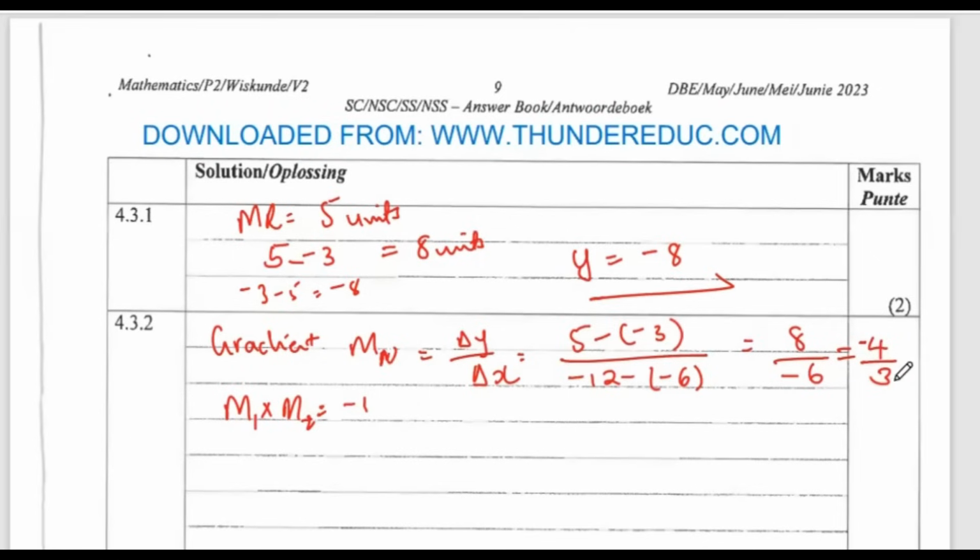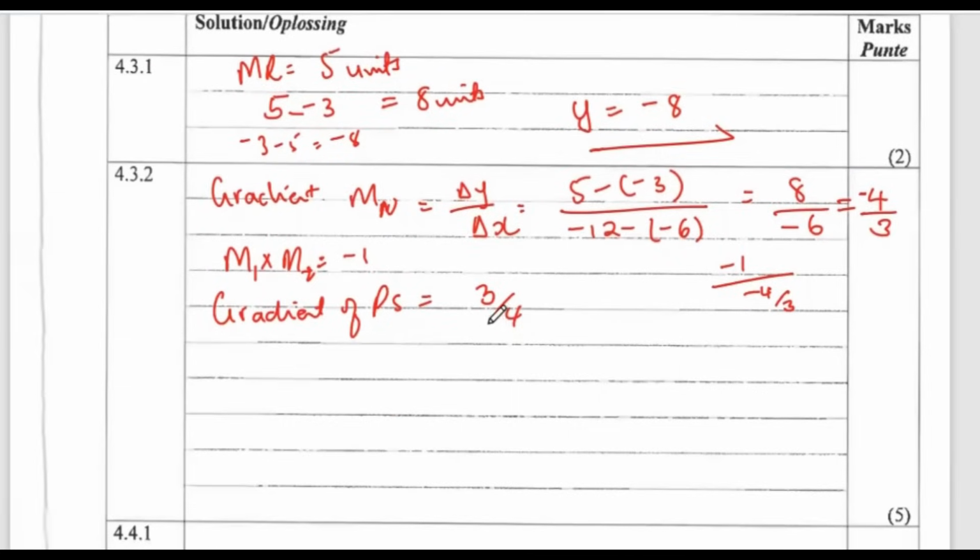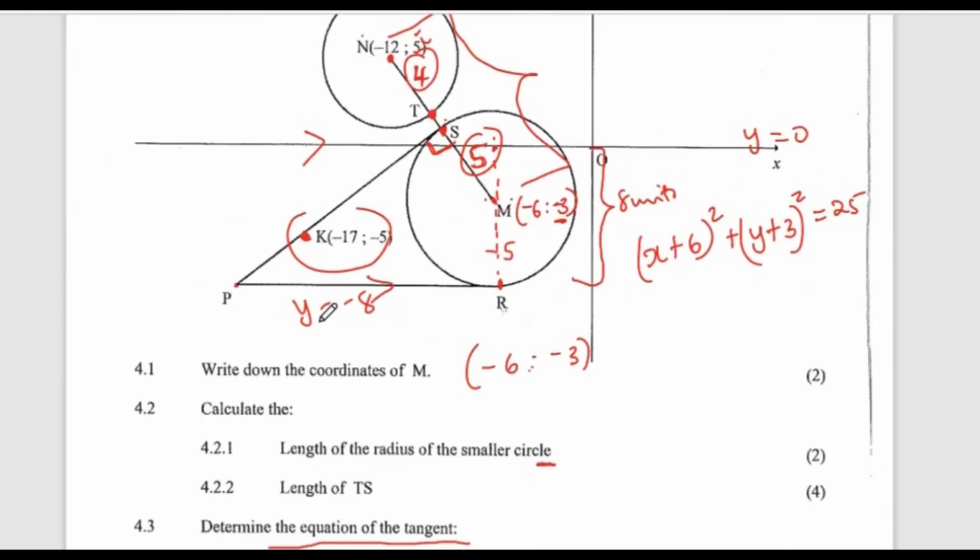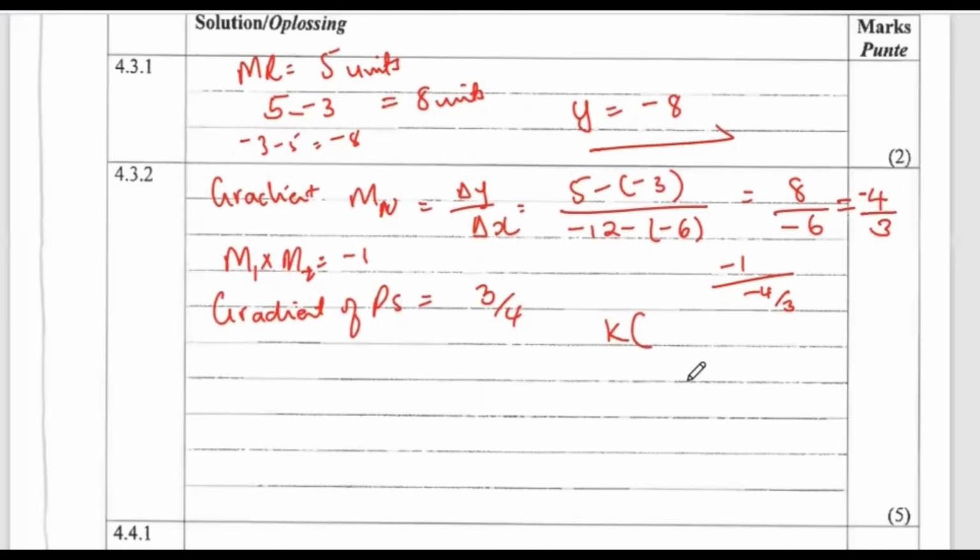So if one line is negative 4/3, I'm just going to flip that and say that the gradient of PS is going to be 3/4 positive. Since it's negative, it must be. So what I'm doing is I'm dividing -1 by -4/3 to make m the subject. Now, since I have my gradient, there's a point K. This point K is -17 and -5. So I'm going to use that.